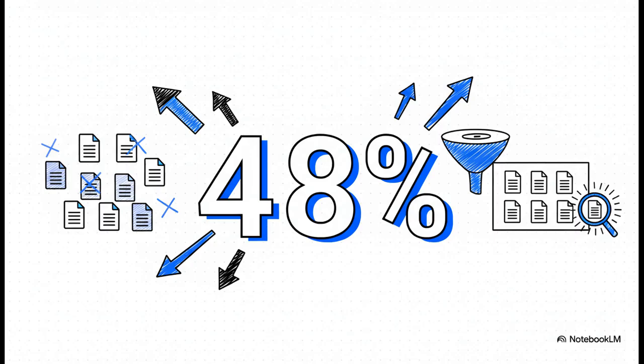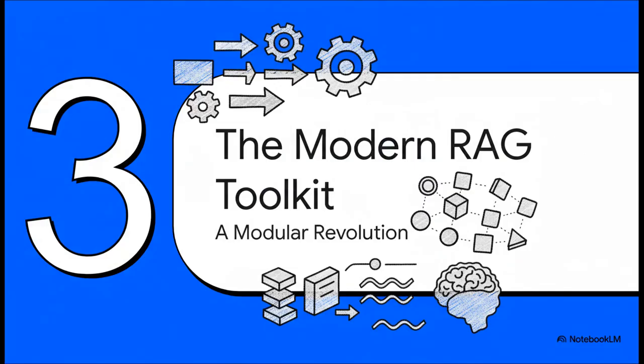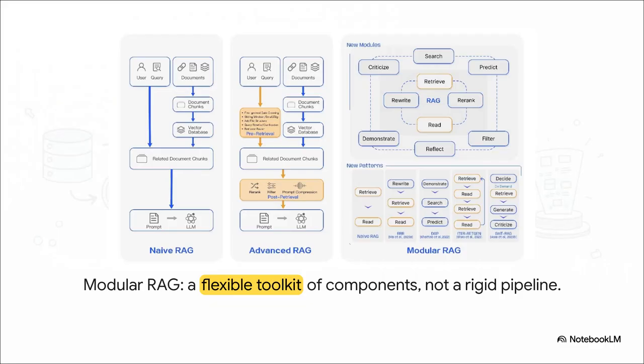That is a massive gain in accuracy. But the evolution didn't stop there, not by a long shot. It's brought us to where we are today, which you could call modular RAG. Just looking at this diagram, you can see the whole paradigm has shifted. A modern RAG system isn't a rigid pipeline anymore. It's this flexible plug-and-play architecture.